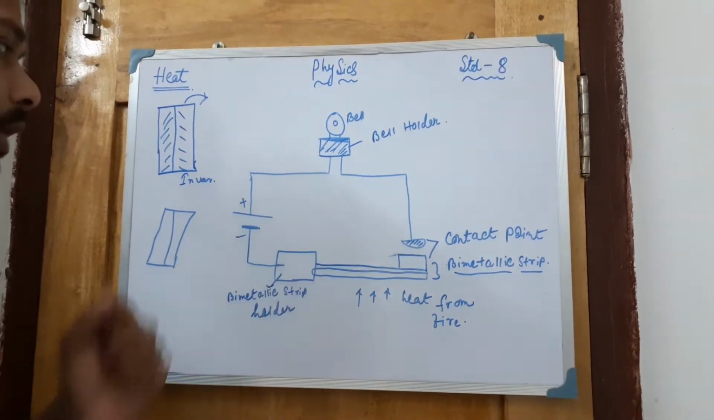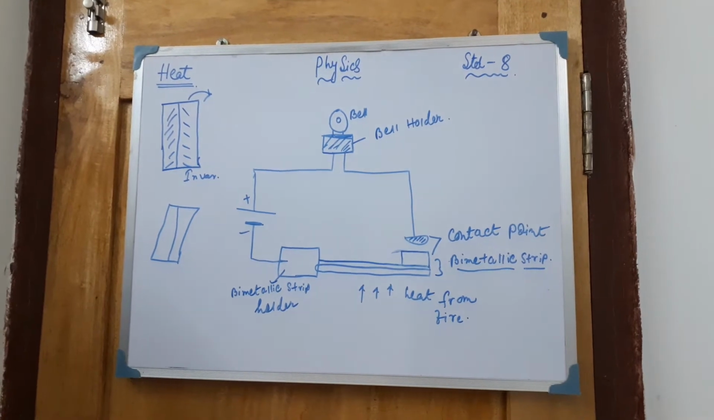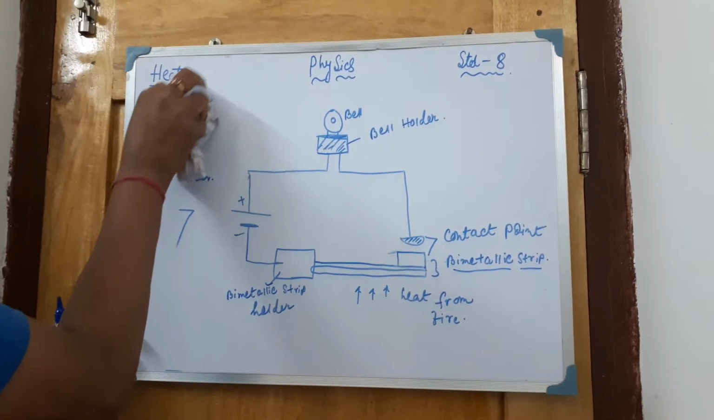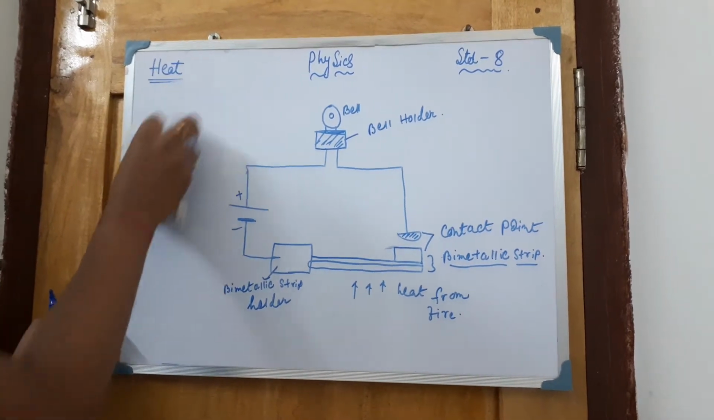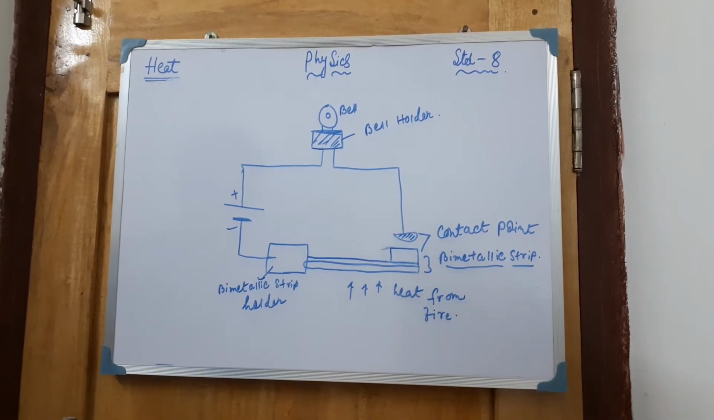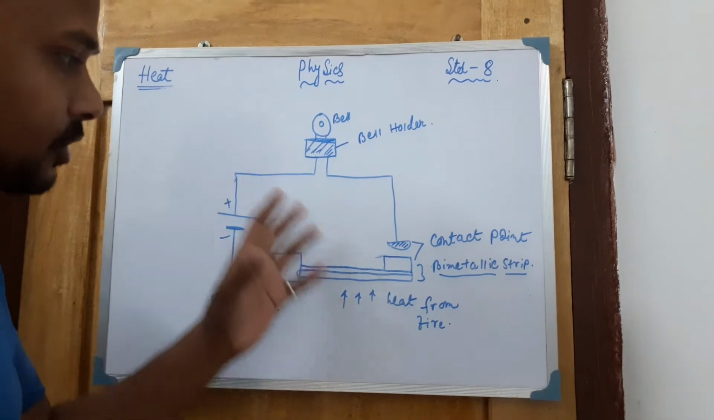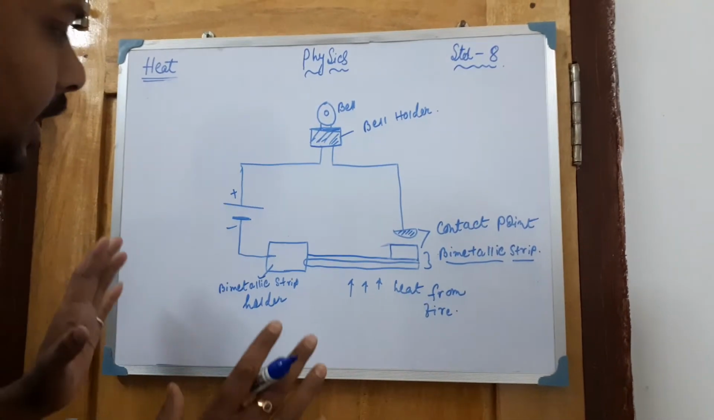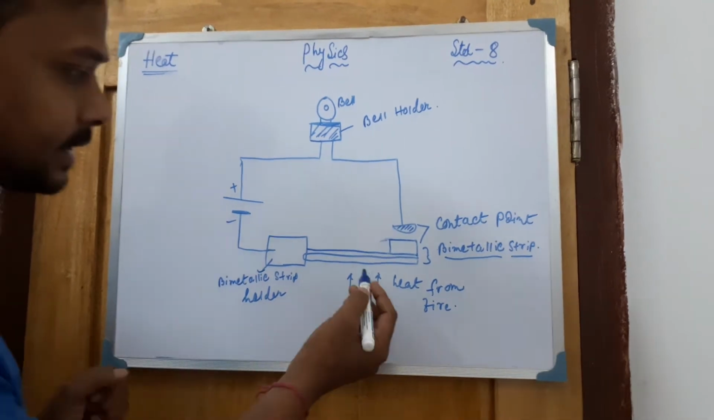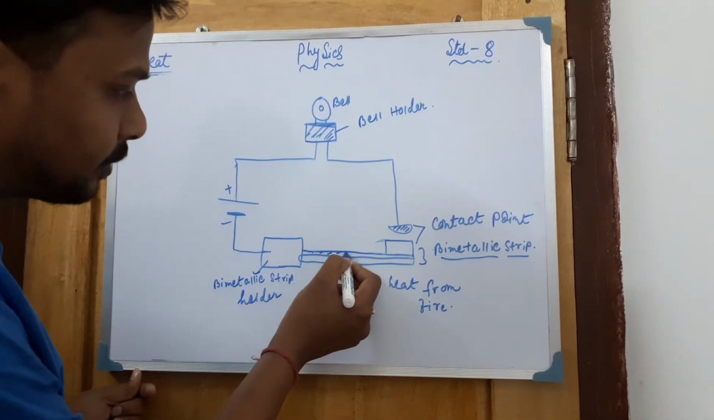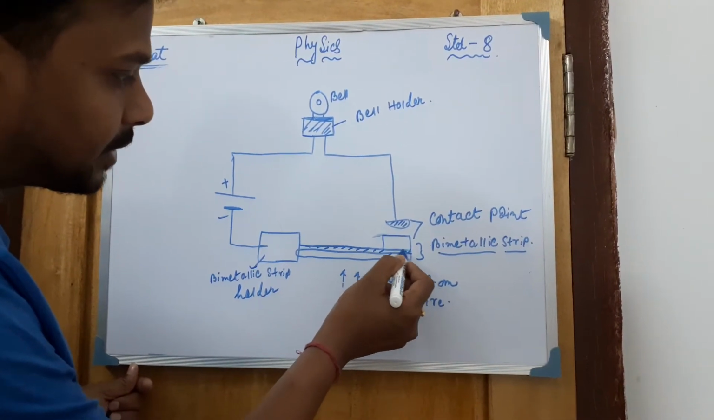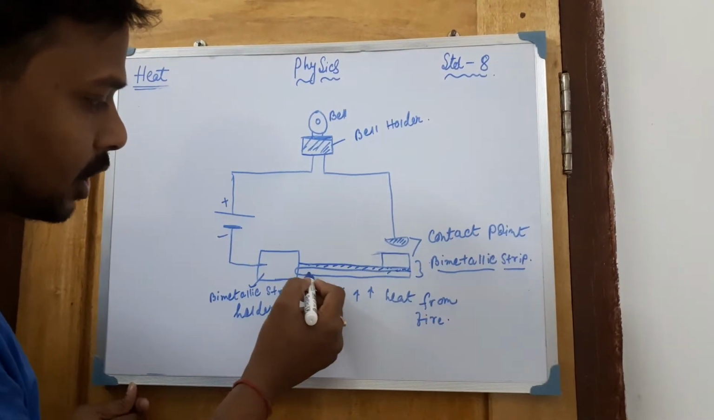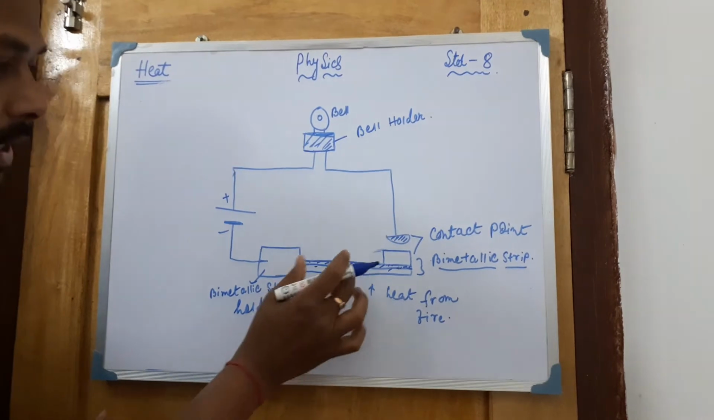Now the actual use of this bimetallic strip: it is used in the automatic fire alarm. Suppose you are talking about the automatic fire alarm, then this is the construction. Now look here, in this case we are using one bimetallic strip. It is given as one is invar and the other is nickel. So here two materials are used.